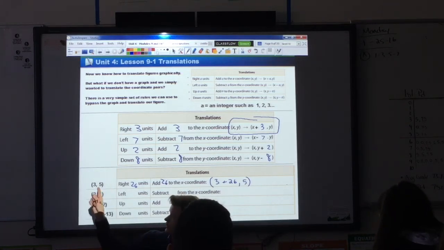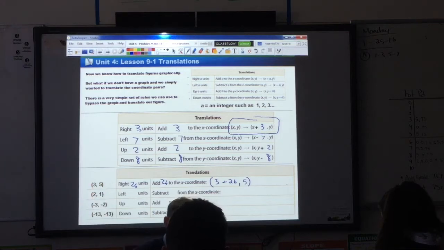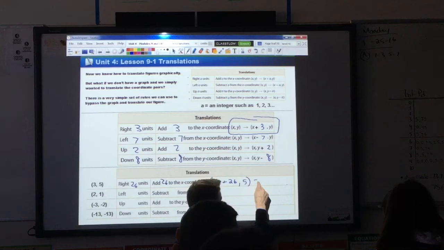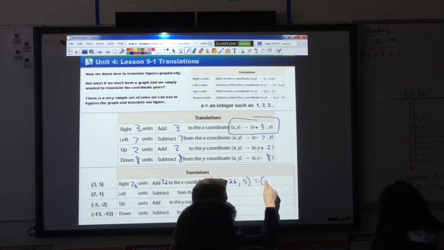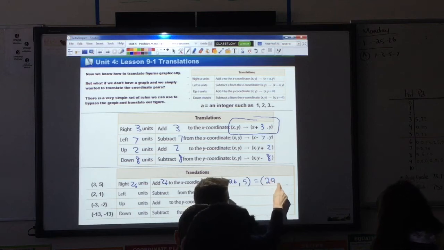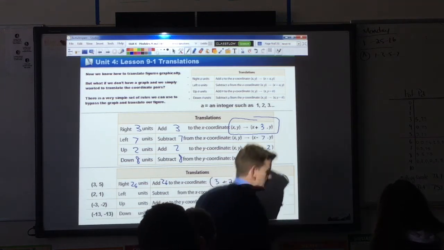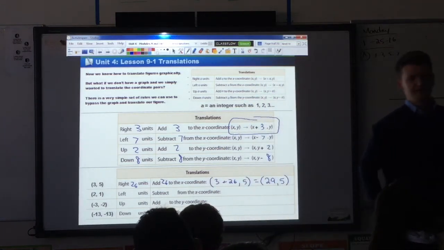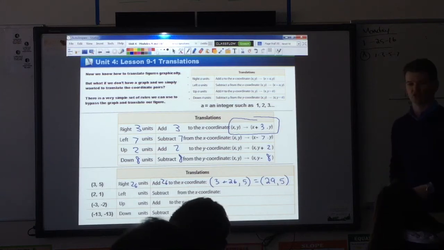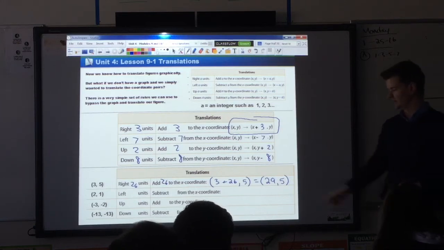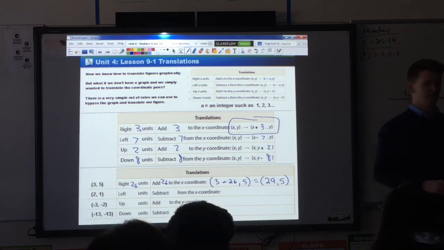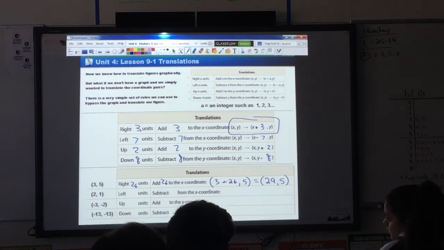The original coordinate is 3 comma 5. We're adding 26 to the x. The y does not change. That is going to equal my new coordinate pair. What's the x going to be, guys? 26 plus 3 is 29, comma 5. That would be my new coordinate pair. So if I take 3 comma 5 and I translate it 26 units to the right, I would end up at 29 comma 5.